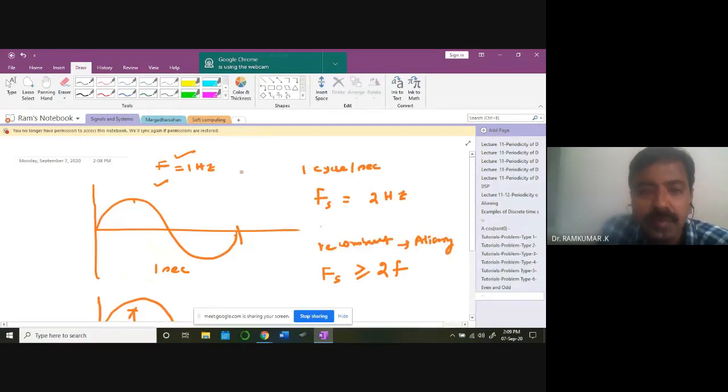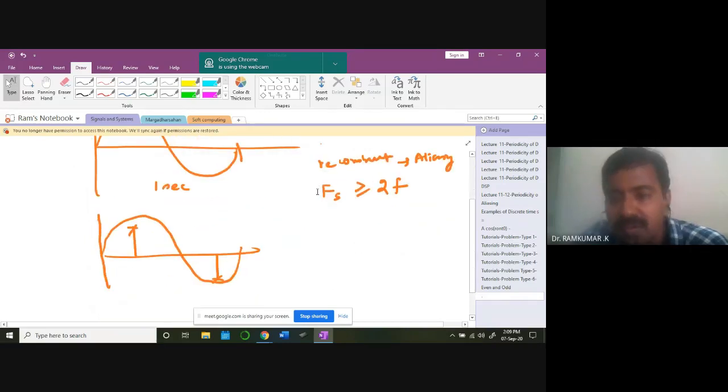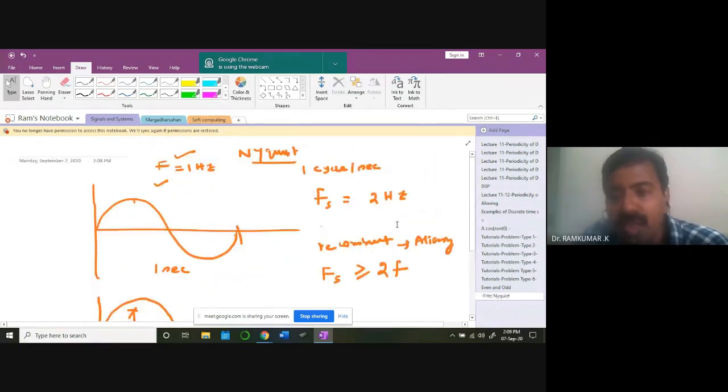So this idea we'll learn under the 3rd unit, called the Nyquist sampling rate. With more coverage and more insights, we will again discuss this point. But right now, our focus is on the periodicity property.